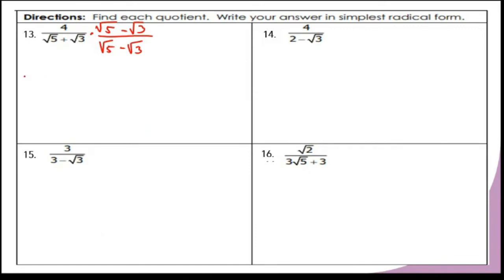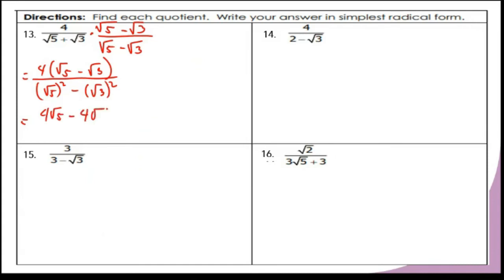Okay, let's move further and multiply. We will have 4 times the quantity square root of 5 minus square root of 3 all over, since these are special products, the product of two binomials with sum and difference, you will have the square of the first term minus the square of the last term. So simplifying further, you will have 4 square root of 5 minus 4 square root of 3 all over square root of 5 squared is 5 minus square root of 3 squared is 3. So simplifying further, you will have 4 square root of 5 minus 4 square root of 3 all over 2. And based on the given, there are common factors between both the numerator and the denominator. We will be dividing them by the common factor, which is 2.